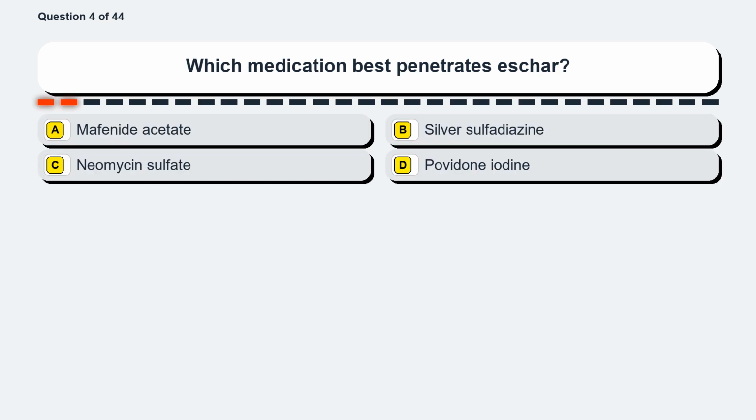Question 4. Which medication best penetrates eschar? Option A. Mafenide acetate. Option B. Silver sulfadiazine. Option C. Neomycin sulfate. Option D. Povidone iodine.